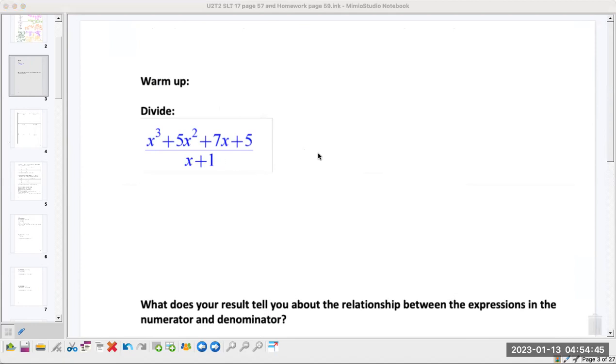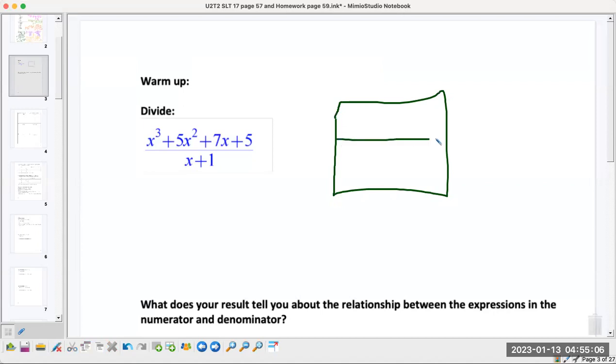All right, so we're going to divide this polynomial. Again, I'm just going to use the box method. I'm going to make sure that I don't need a placeholder, a 0 for a placeholder. So I'm going to count 3, 2, 1, 0. We're good. The denominator has a binomial and it's in standard form. All right, so I'm ready to use my box method.